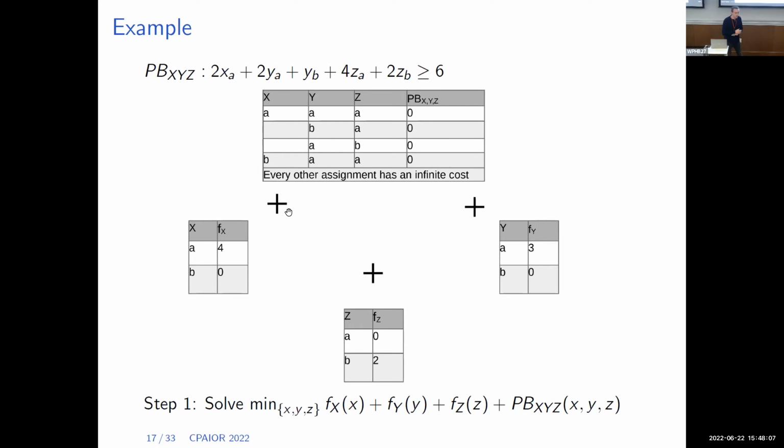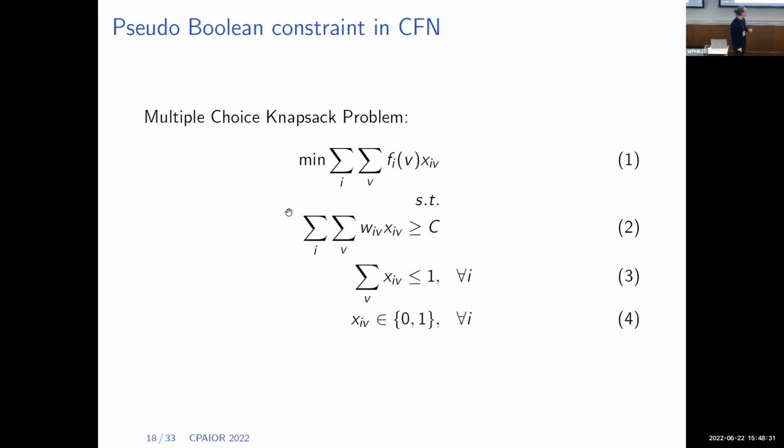What we want to do with this problem is minimize the sum of all of this. So what does that mean? In the end, we want to minimize a linear function, the sum of the unary costs, such that a pseudo-Boolean constraint is verified. You may know this problem: it's a knapsack problem. And if we consider that every variable must be assigned to at most one value, we get the multiple choice knapsack problem. So we want to minimize the sum of the unary costs such that the pseudo-Boolean constraint is verified and each variable is assigned to at most one value.